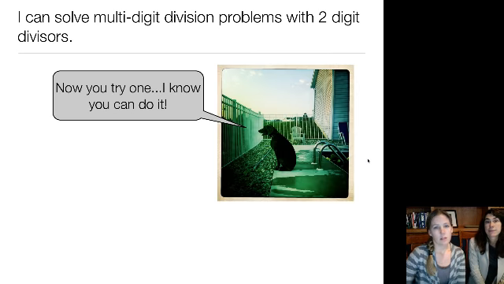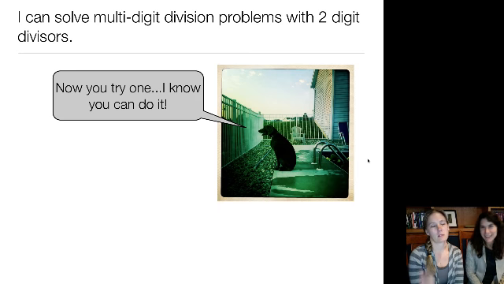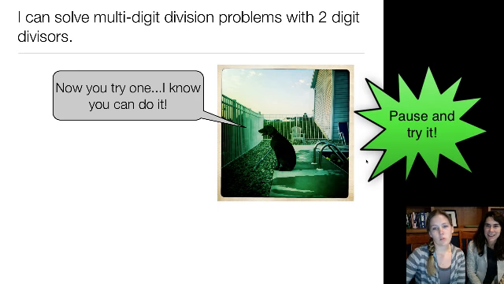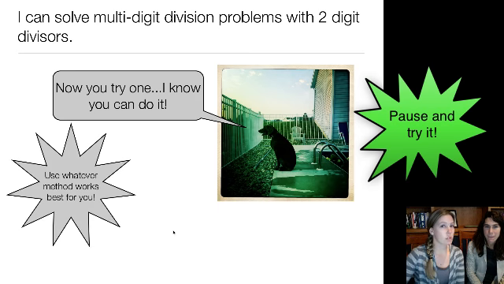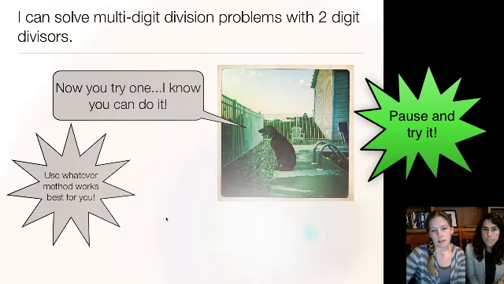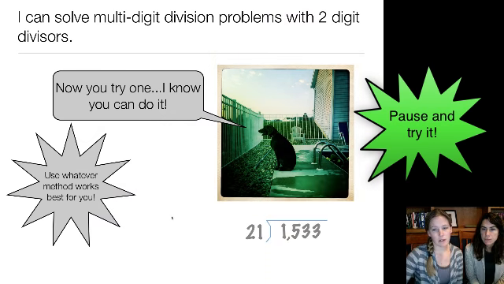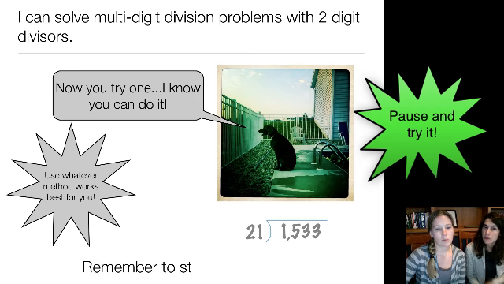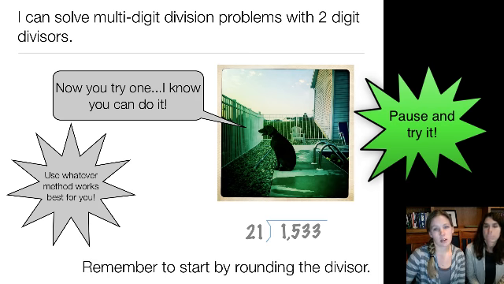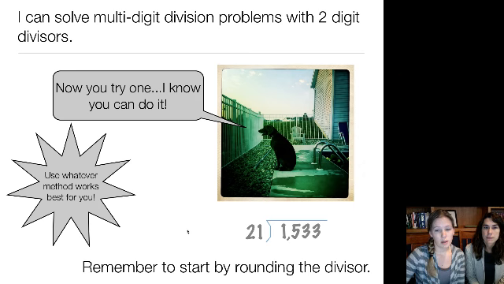Okay, so now you get to try one. Shadow is very confident in your abilities. Here's one for you to try, and you can use whichever method works best for you. Like I said before, if you need to rewind, just watch the method that you like the best. So here's your problem: 1,533 divided by 21. Remember, start by rounding the divisor. Write this out, pause us, try it, and come back and we will go over this with you.